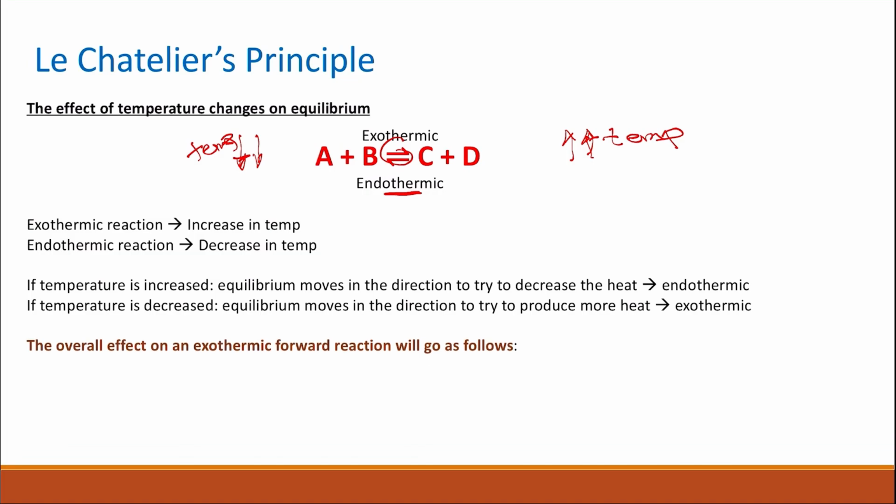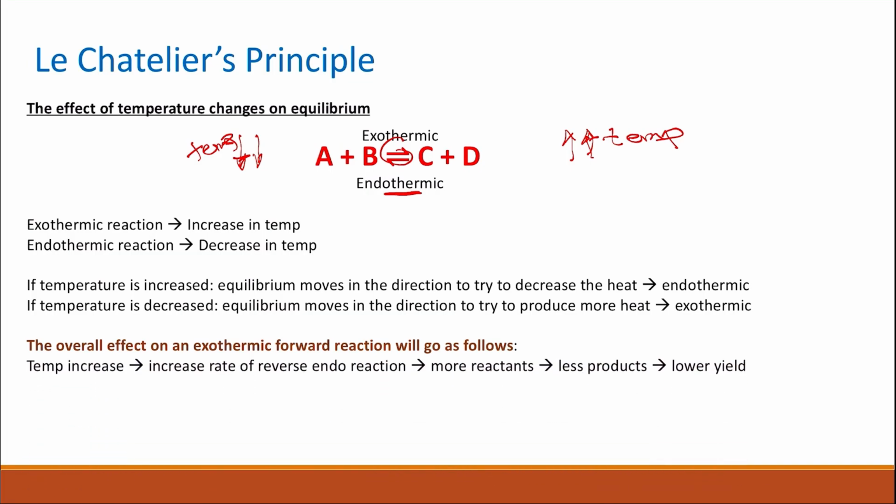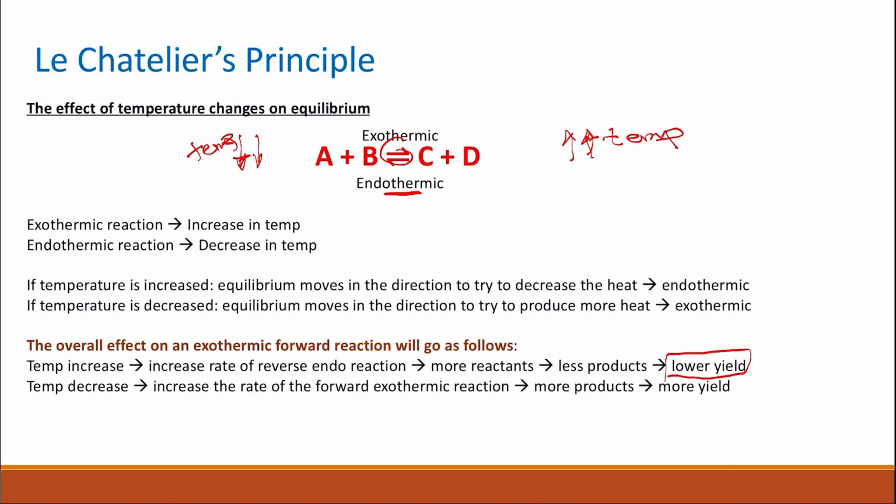So let's look at the overall effect on an exothermic forward reaction. If we increase the temperature, there will be an increase of the reverse endothermic reaction, which means we're going to have more reactants and less products, so the overall yield of the reaction will be reduced. And if the temperature decreases, the system will respond by increasing the rate of the forward exothermic reaction in order to counteract this effect, which is the decrease in temperature. So the system will push towards increasing the temperature, and that means we're going to have more products and more yield.